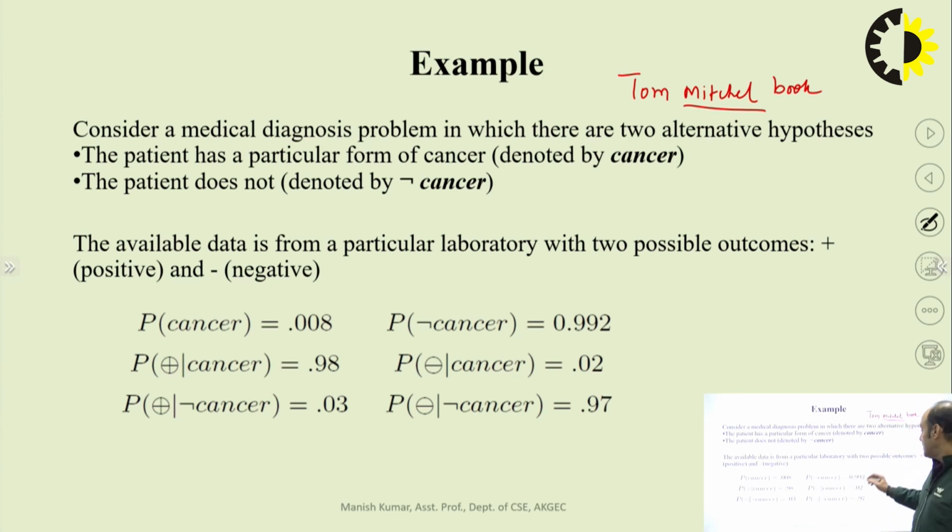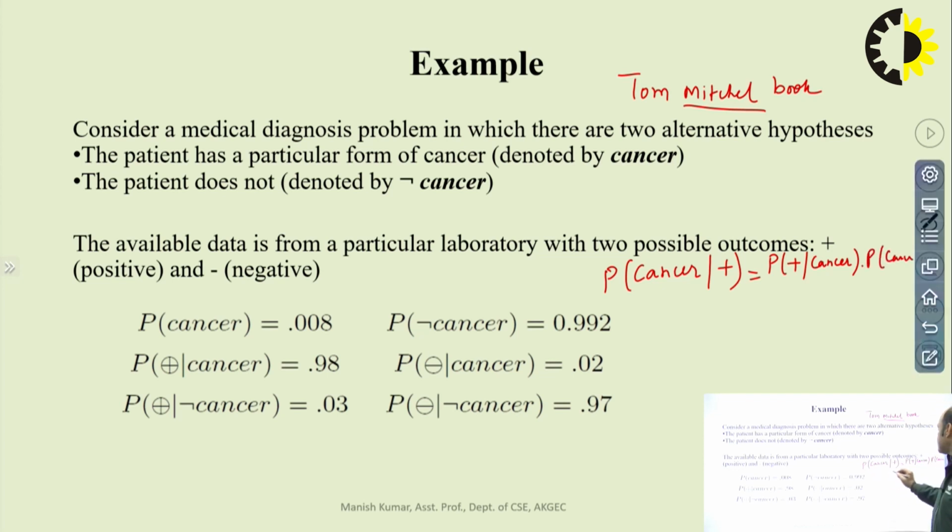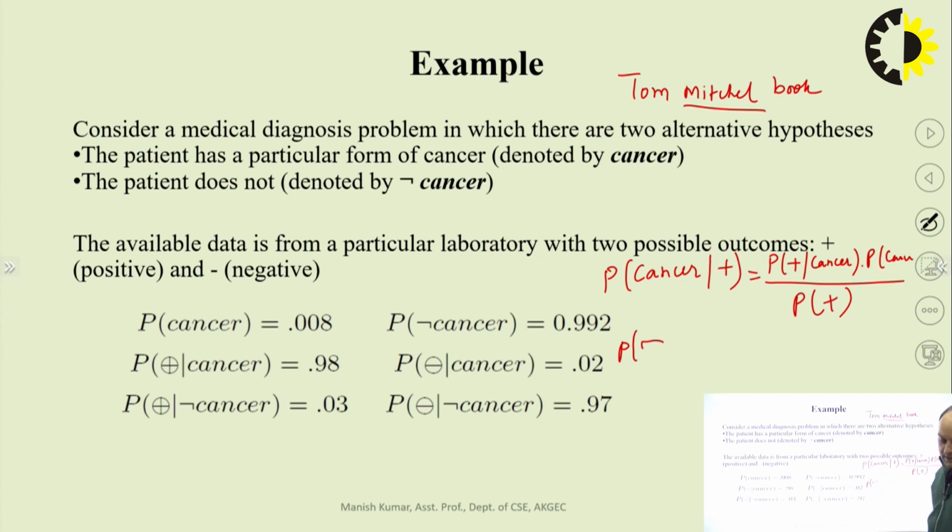So how can we find the probability of having cancer given positive? P of cancer given positive is equal to P of positive given cancer times P of cancer, divided by P of positive. And what about the probability of not cancer given positive? It is equal to P of positive given not cancer times the probability of not cancer, divided by P of positive. So we can calculate these probabilities.